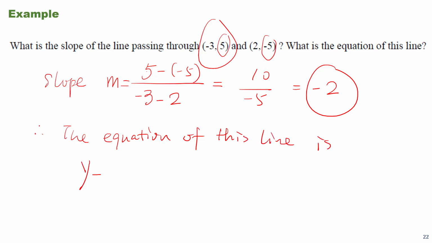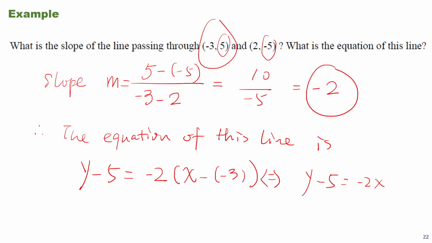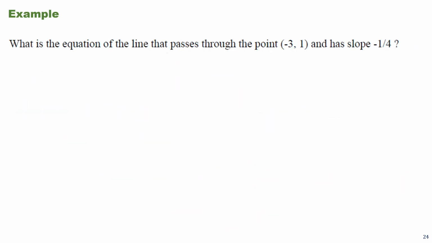y minus the given y equals slope -2 times x minus the given x, which is equivalent to y minus 5 equals -2 times (x minus 3). Sorry, minus 6. And usually we'll convert it to slope-intercept form. So y equals -2x minus 1, right? That's the equation of the line, right? Okay, so if no questions, let's see the next one.